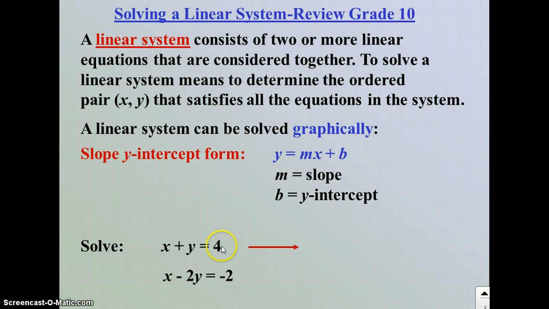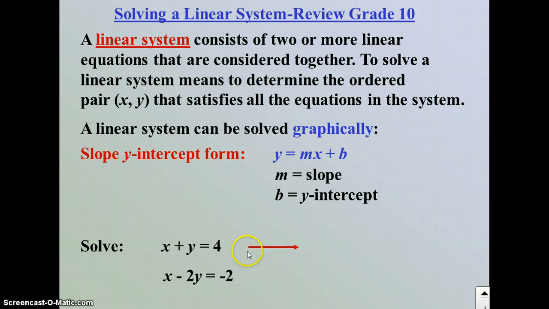So this first equation, x + y = 4, has a ton of values that satisfy it, but there's only one set of (x, y) values that satisfy both equations. And that's what we're asked to do, solve this system. So if I'm going to do it graphically, I want to put these into y = mx + b form and graph the corresponding lines.